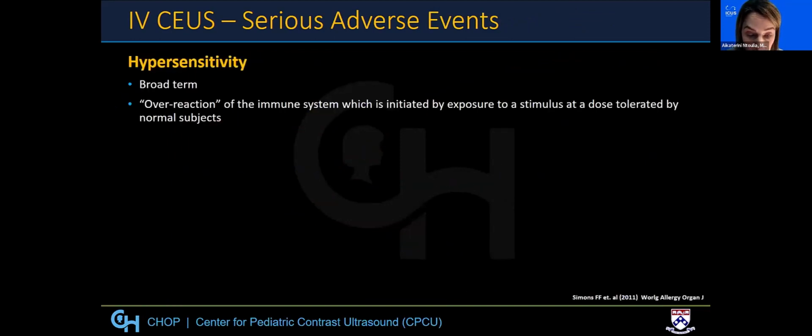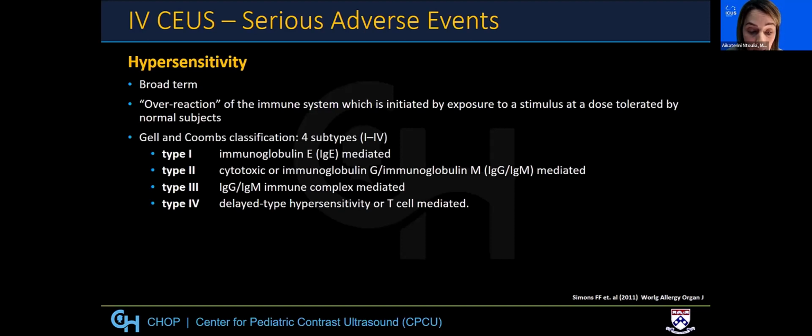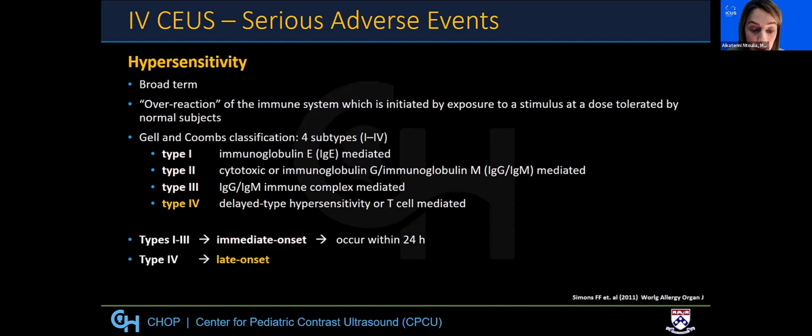Hypersensitivity is a broad term that refers to an overreaction of the immune system, which is initiated by exposure to a stimulus at a dose that should be tolerated by normal subjects. The original Gell and Coombs classification categorizes hypersensitivity reactions into 4 subtypes according to the mechanism of cell response. The first 3 types are considered immediate onset hypersensitivity reactions because they occur within 24 hours, and the 4th type is considered late onset hypersensitivity reaction.